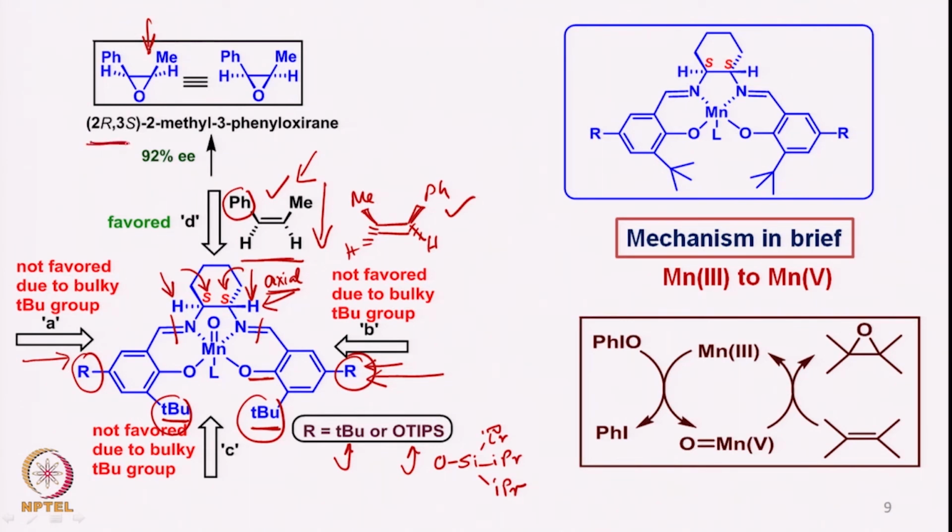If we want exactly the opposite of that to happen, then of course in place of this we can take the corresponding R configured amine.